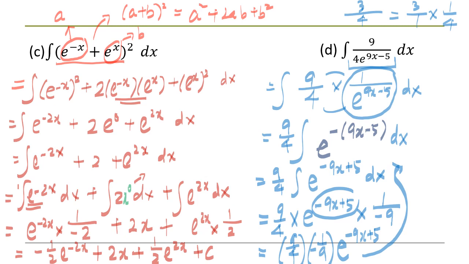Alright, so now you can multiply the numerator. So 9 times 1 gives you 9. Then 4 times negative 9 is negative 36. Oh, we can simplify it, you can just use a calculator. 9 over 4 times negative 1 over 9, you get negative 1/4. Then e to the power of negative 9x plus 5. And then plus an arbitrary constant c.